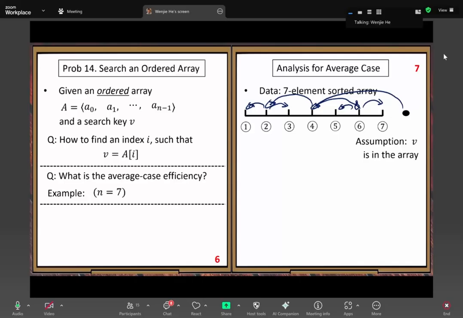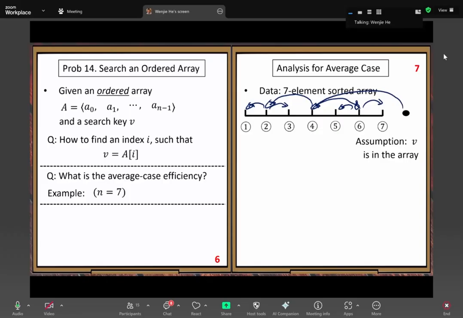Here I put an assumption: assume V is in the array. Because there is a possibility V may not be in the array, right? If V is not in the array, then you have the worst case, because all your comparisons will fail. So that's the worst case. That's easy. We know the answer.